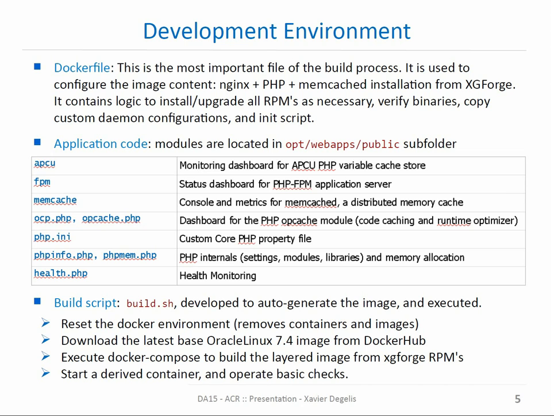The build script has 4 major steps. First, reset the Docker environment to remove containers and images. Second, download the latest base Oracle Linux 7 image from Docker Hub. Third, execute Docker Compose to build the layered image from XGForge RPM. And last, start a derived container and operate basic checks.